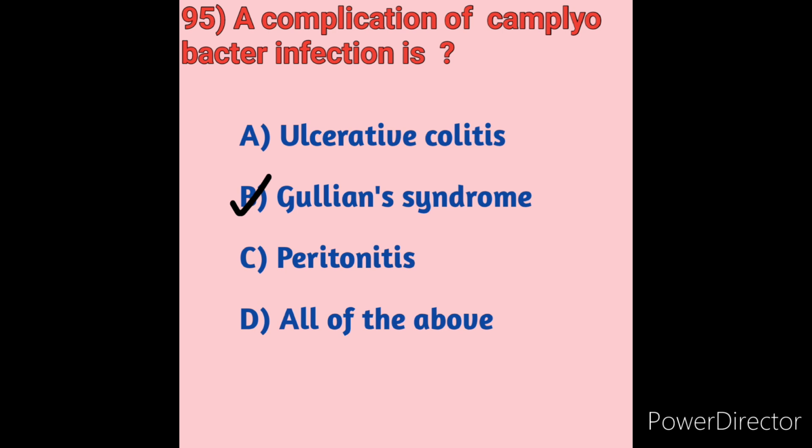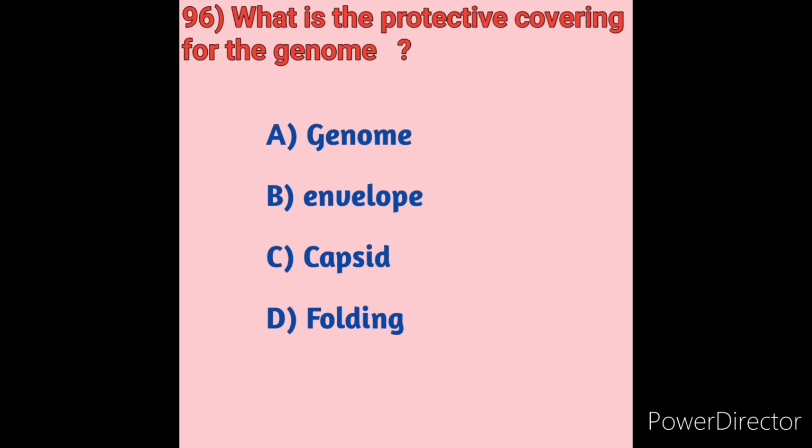Next we will move on to question number 96. What is the protective covering for the genome? We will see here the options. Option A, genome. Option B, envelope. Option C, capsid. Option D, folding.